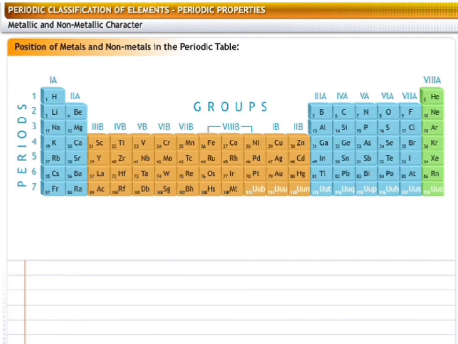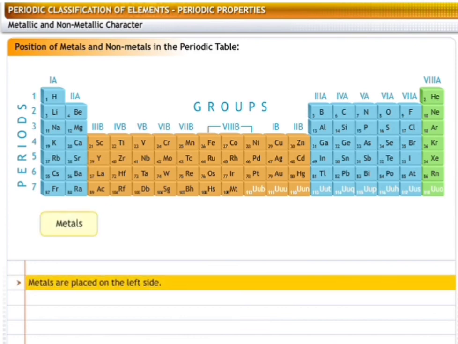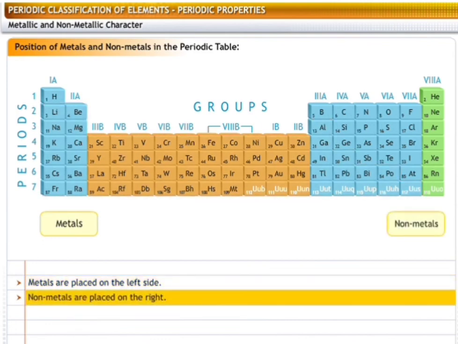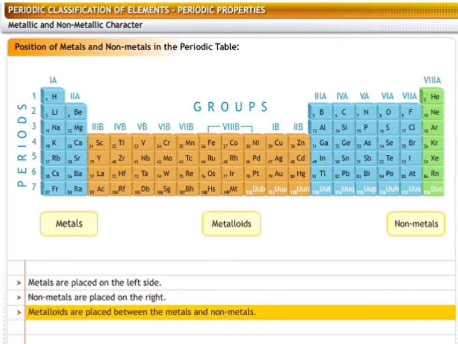From the trend, you can make out where the metals and non-metals should be positioned in the periodic table. Metals are placed on the left of the periodic table. Non-metals are placed on the right side. And metalloids are placed between the metals and the non-metals.